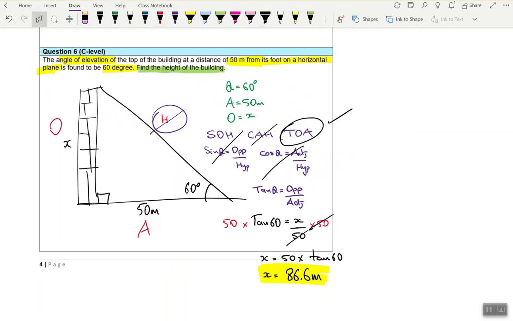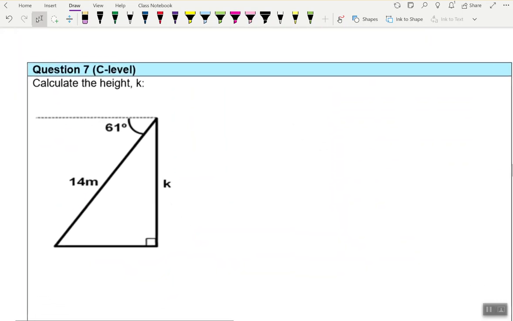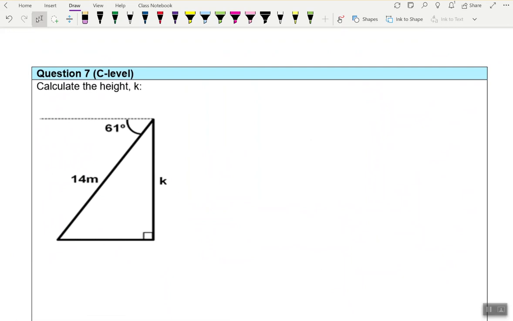So we're going to move on and do question 7 as well, because that's to do with trigonometry. This one simply says calculate the height k. You need to know first that this is 90 degrees in total. So if we do 90 take 61, we can find out that this part here would be 29 degrees. That's the first step.